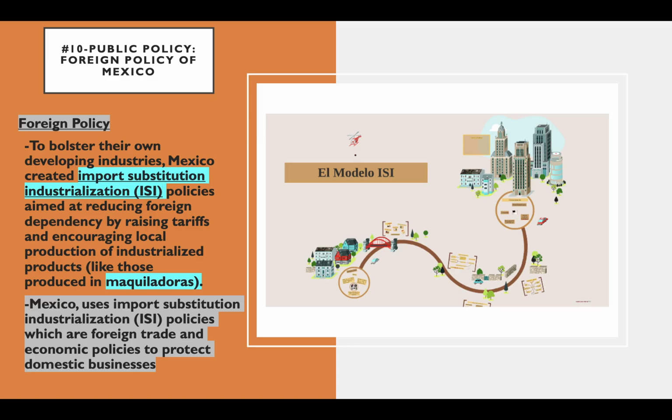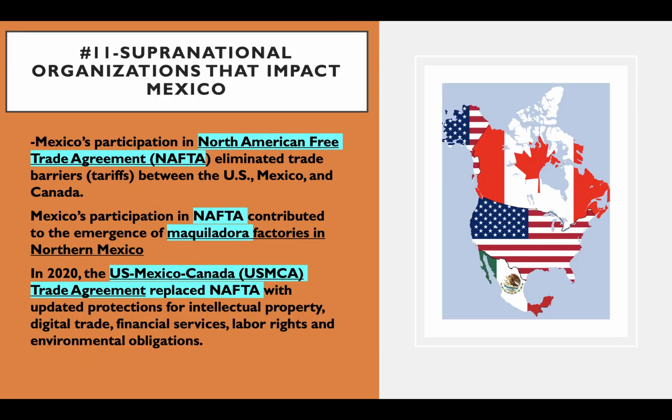Foreign policies. They are trying to stop being dependent on foreign goods. That's their big problem. They are in NAFTA, which you have to know, but NAFTA's been replaced by USMCA. You need to know that for your test. NAFTA was repealed by what president, Ethan? Trump repealed it and created the USMCA, or US-Mexico-Canada Trade Agreement.